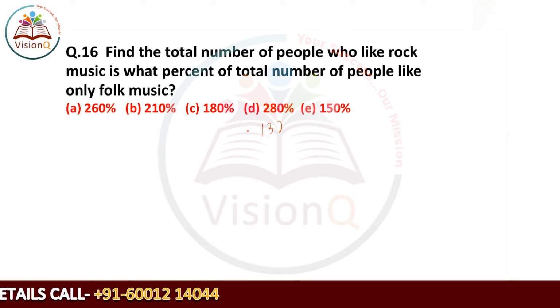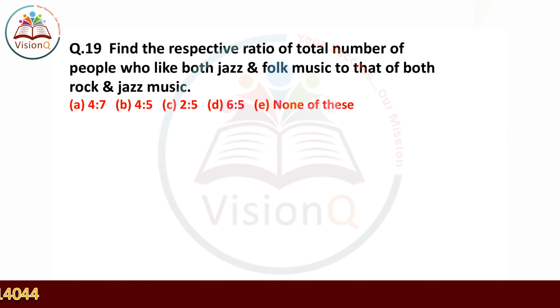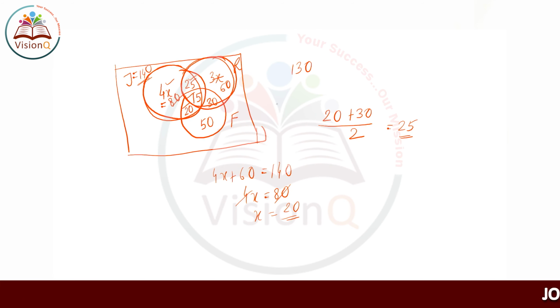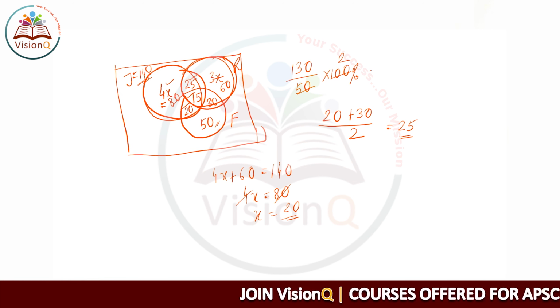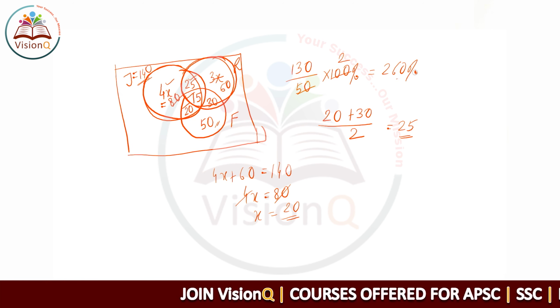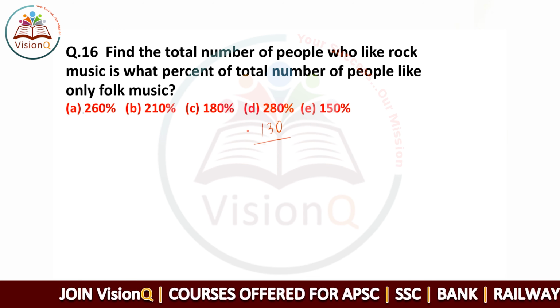So 130 is what percentage of total number of people who like only folk music. So total number of people who like only folk music is 50. So 130 by 50 into 100 percentage. So if I cancel out, the right answer is 260%. So it will be option number A, which is 260%.